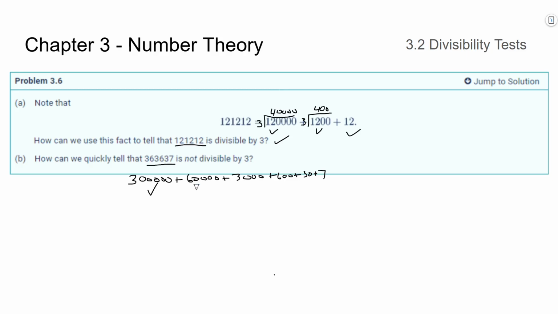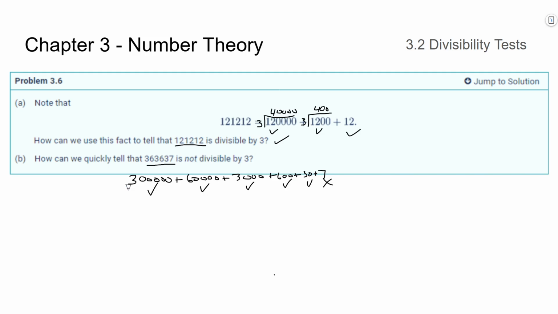All right, so 300,000, that's divisible by 3. 60,000, 6 is divisible by 3. That's going to be good. 3,000, that's divisible by 3. 600, that's divisible by 3. 30 is divisible by 3, but 7 is not divisible by 3. So that is not going to work. So we know that that is not divisible by 3.